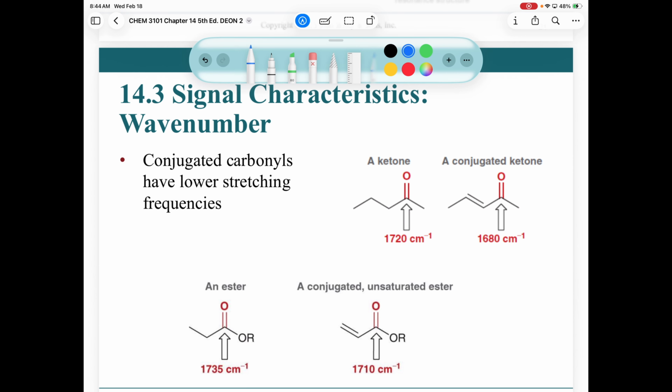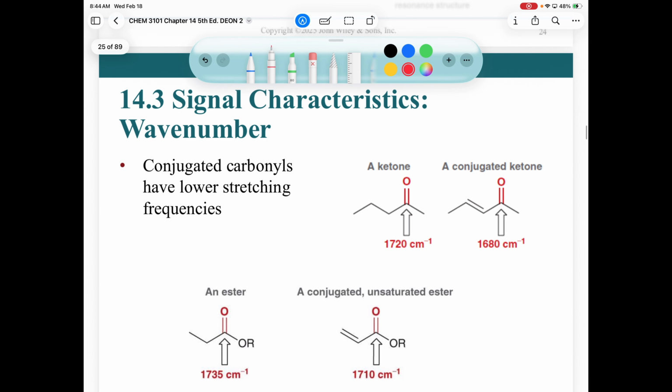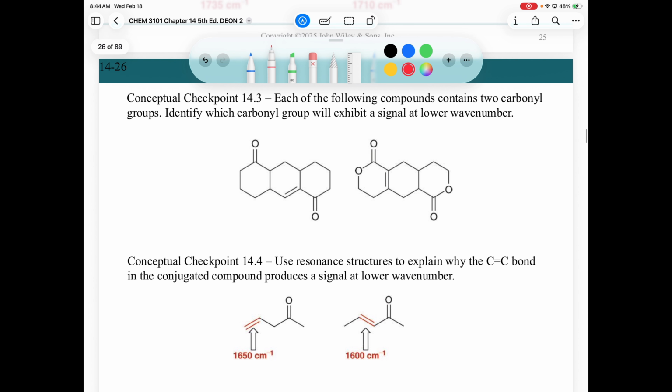Then we have a conjugated ester, like this one here, right? You could draw resonance forms for it, so it's going to be below 1720 as well. All right, let's keep going. So let's try a practice problem here. It says, each of the following compounds contains two carbonyl groups. Identify which of the carbonyl groups exhibits a lower wave number.